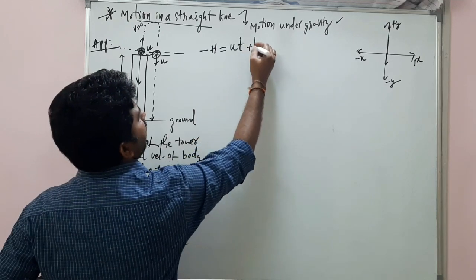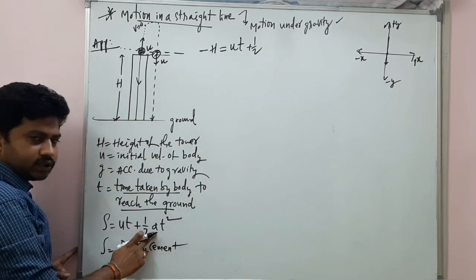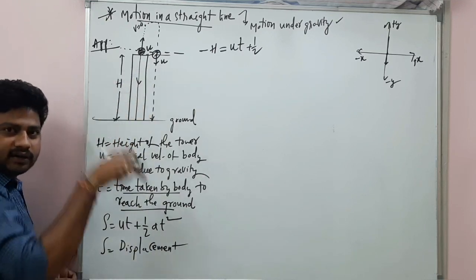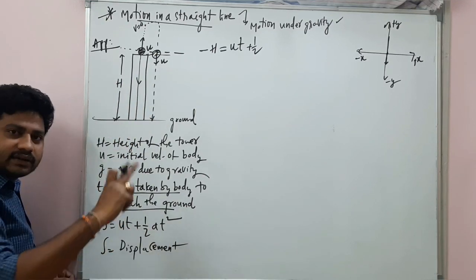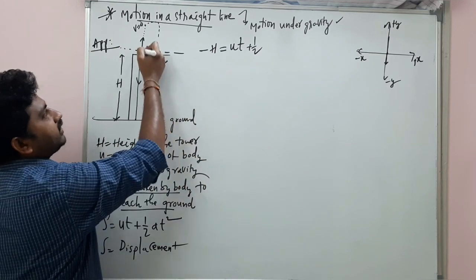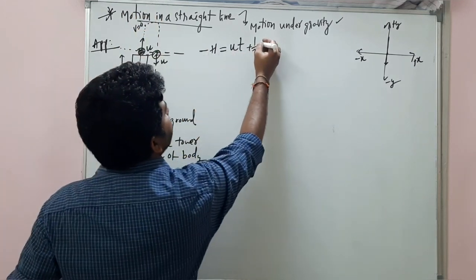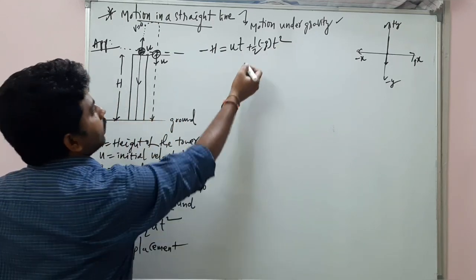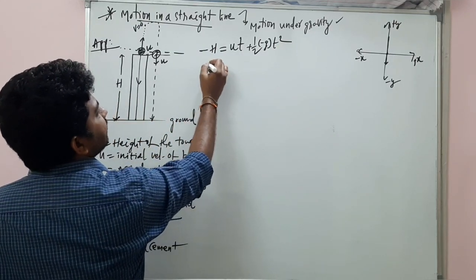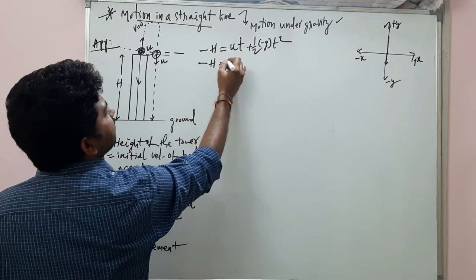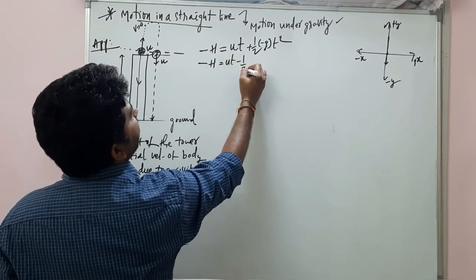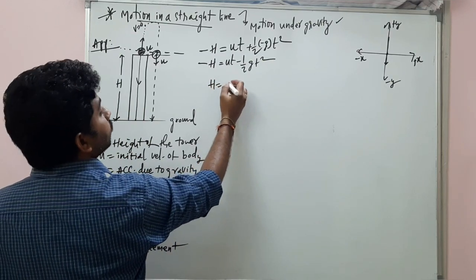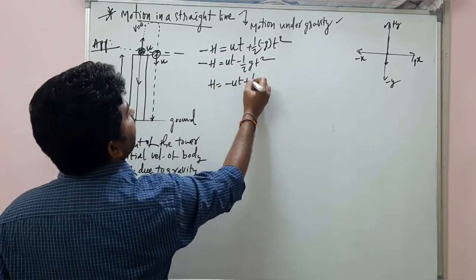plus half into the acceleration. As this concept is motion under gravity, the acceleration is the acceleration due to gravity. As the body is thrown up initially, the acceleration due to gravity is minus g, and it is t square. So what I can write now is minus h is equal to ut minus half gt square. So from here, h is equal to minus ut plus half gt square.